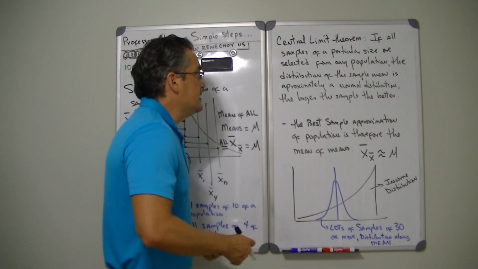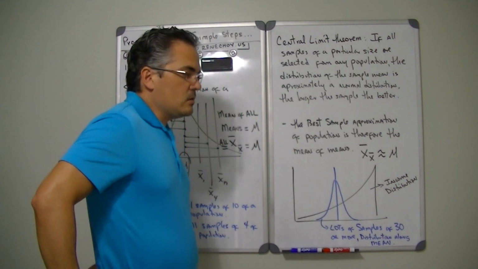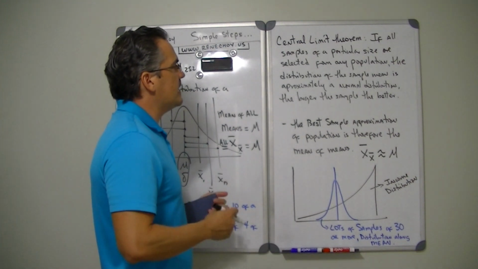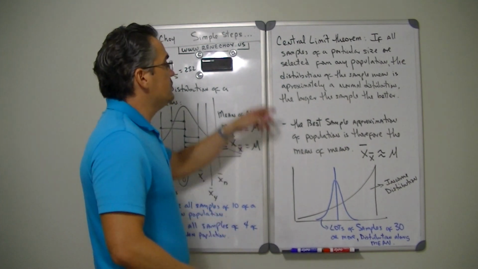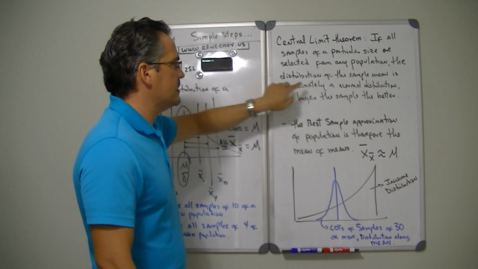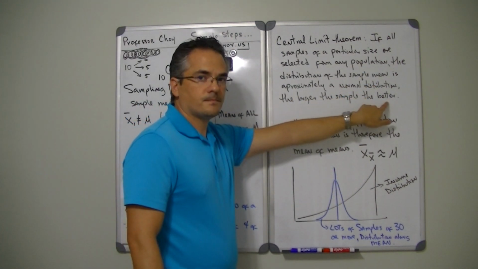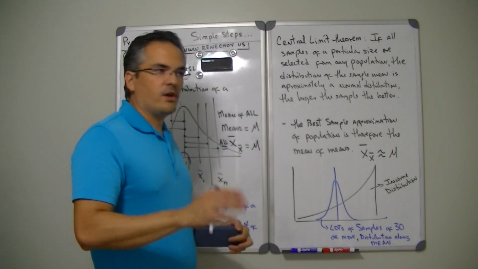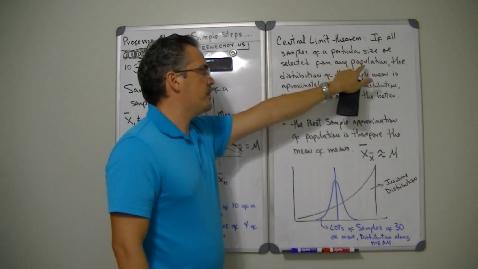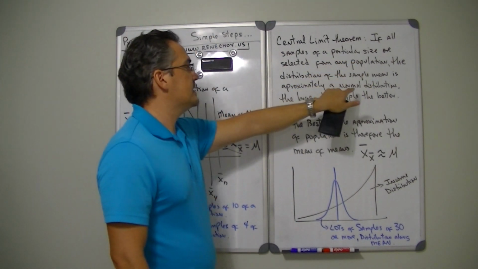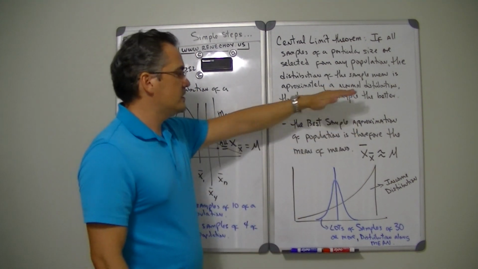Alright, now the next thing that we need to talk about is something called the central limit theorem. Now the central limit theorem basically says if all the samples of a particular size are selected from any population, the distribution of the sample mean is approximately a normal distribution. The larger the sample, the better. So if we were to select all the samples of a particular size from any population, the distribution of the sample mean is approximately a normal distribution along the center, and the larger the sample, the better.